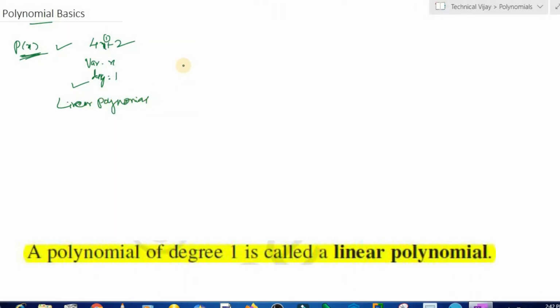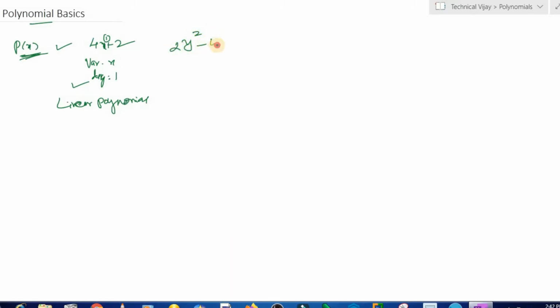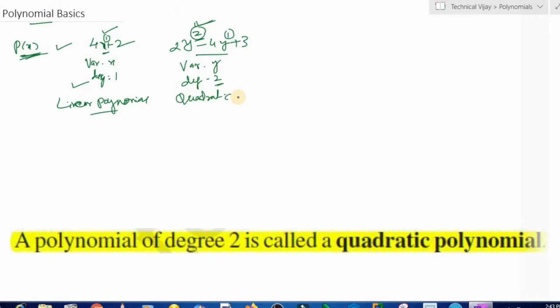Suppose 2y square minus 4y plus 3 is one of the polynomials, then this is called a polynomial with variable y and with degree 2, because the highest degree in the polynomial is 2 only, because y has 1 degree and this is 2. So the total in this equation, the highest degree will be 2, hence the degree will be taken as 2 only. And in the previous one, only one variable and only one degree is there, that is highest is 1. So hence this is called linear polynomial and this is 2. Degree is 2 means this is called a quadratic polynomial.